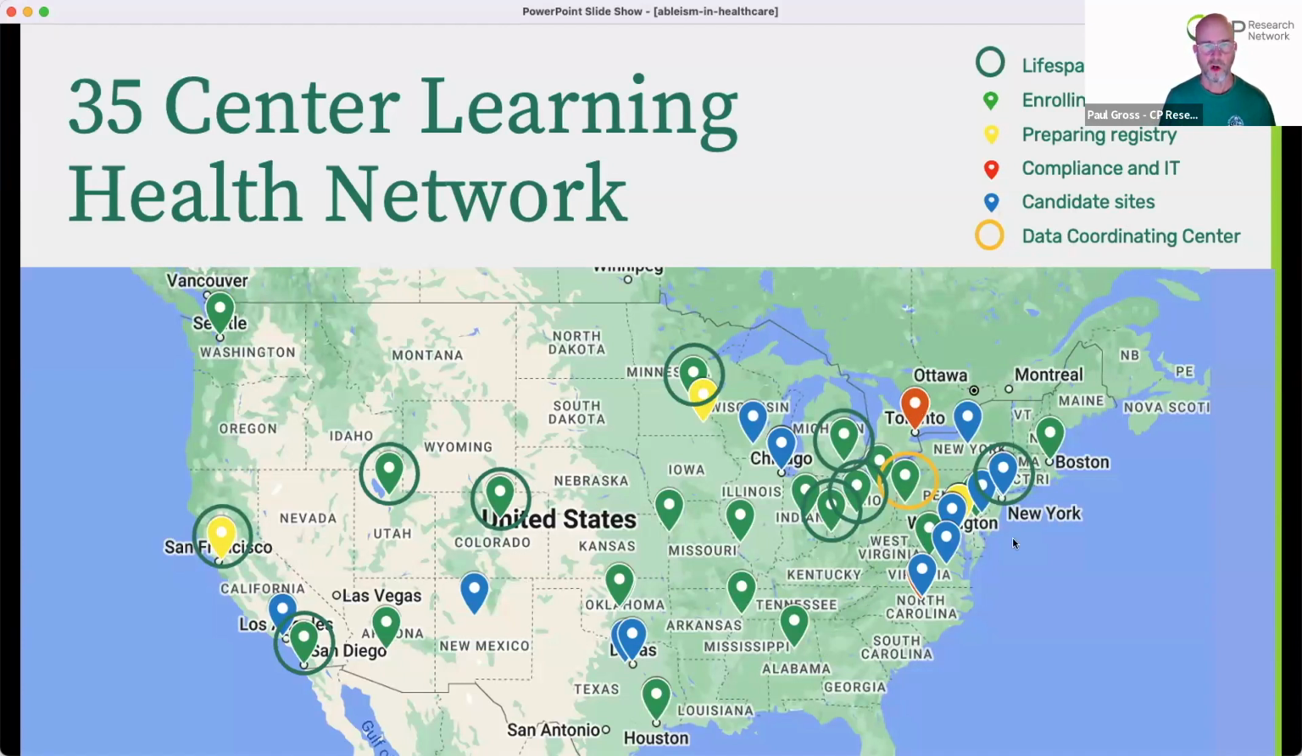And again, the blue pins are all ones that have signed up. They've put their hand up and said, we're interested, but it takes a while to get onboarded. And then the green circles are sites that are lifespan centers. And that's where all the adults that are in our registry are coming from.